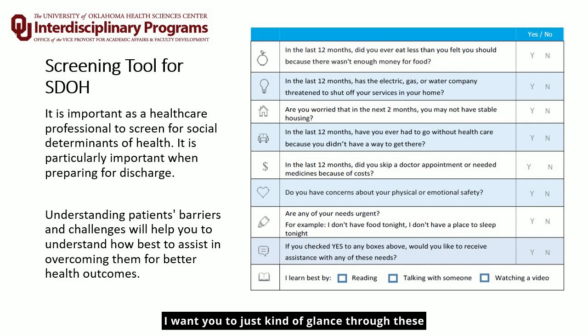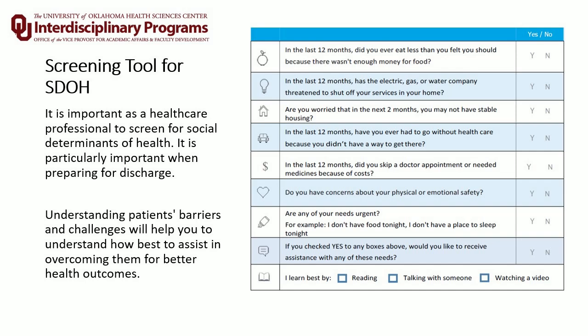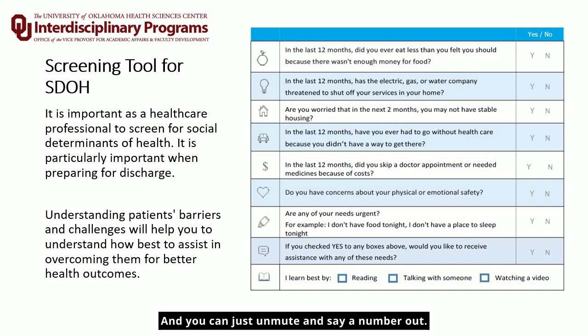I want you to just glance through these questions real quickly now and tell me, on a scale of 1 to 10, how comfortable do you think the majority of patients are answering these questions? And you can just unmute and say a number out. 1, they're not comfortable at all. 10, they're, oh yeah, sure, I can talk about my physical or emotional safety. What do you think?